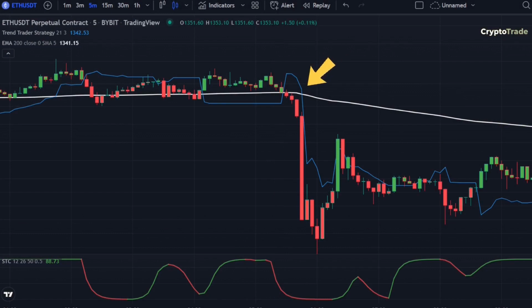The candles are below the EMA white line. Candles have changed from green to red. The red candle is below the Trend Trader Strategy blue line. The STC indicator is red.